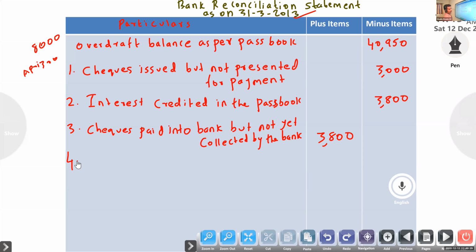In this case, no need to record. Why? Because the dishonor is debited again in the passbook on April 1st, 2014. When we are preparing 31st March, the check is credited in the passbook. But here again, there was no entry in the cash book about the dishonor. So we recorded everything. No need to record.